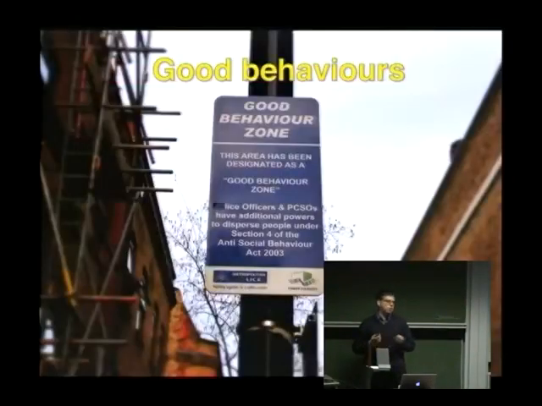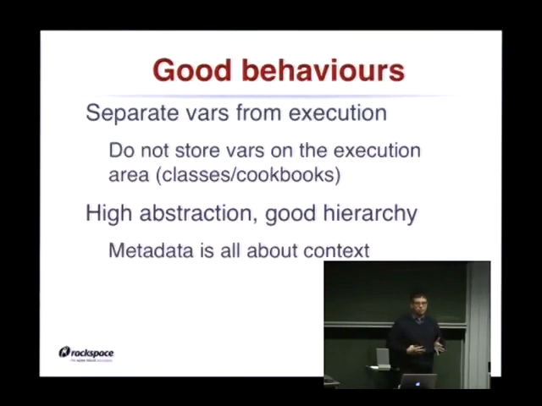So what kind of behaviors do we have? Because as there are bad behaviors, there are always good behaviors, right? So for me, the most important behavior is to separate variables from execution, right? Because your variables and your metadata are your brain, whereas the execution and the definitions are your muscle. So you shouldn't be merging your brain with your muscle, because that always creates trouble. And having high abstraction of your variables, being very clear about it, say, being a better programmer than I am personally, makes all of this a lot easier.